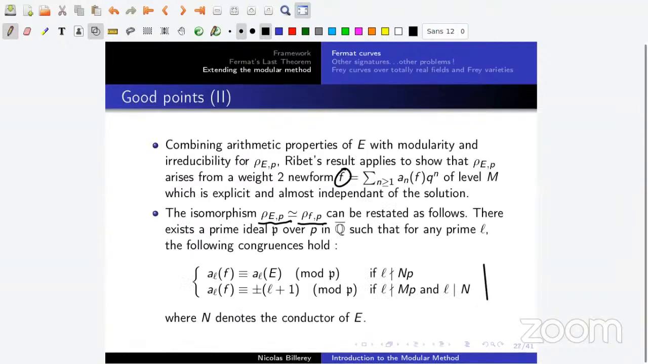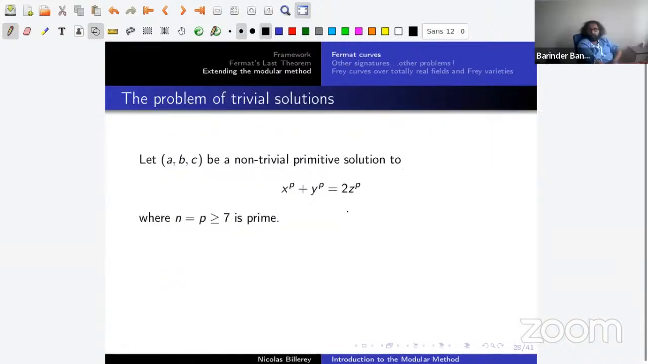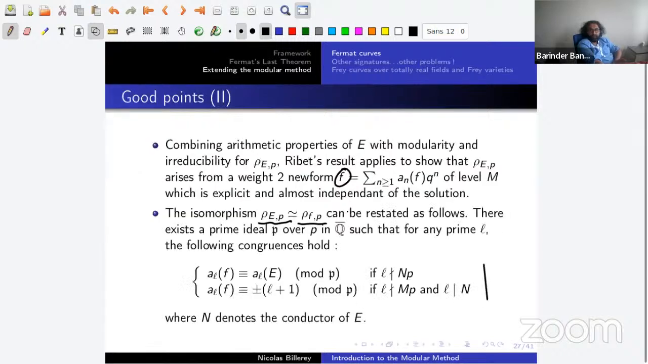Okay, and just one more question here: M divides N, right? Sorry, say again. Is it the case that M, the level of the modular form, divides the conductor? The level of the modular form always divides the level of the Frey curve. Yes, that's right. Here, M is always a divisor of N. Thank you. You're welcome. So Ribet's level lowering result does not require N to be square free. It can be used for any N. Is that right?